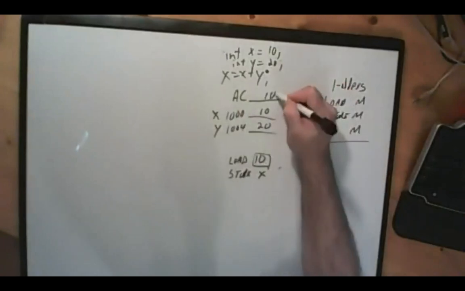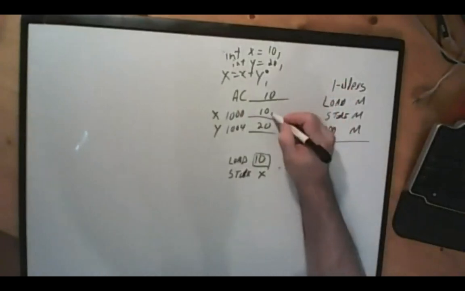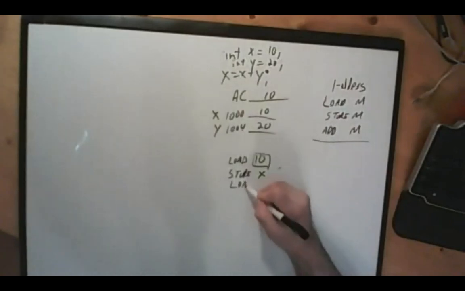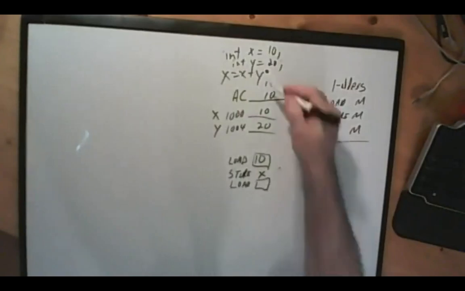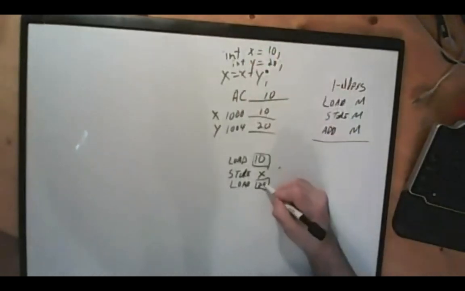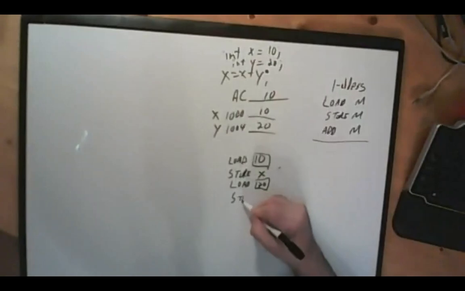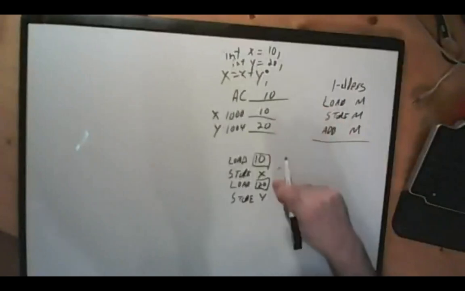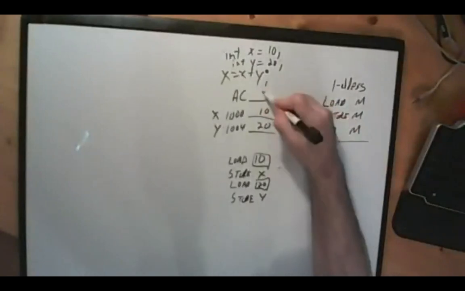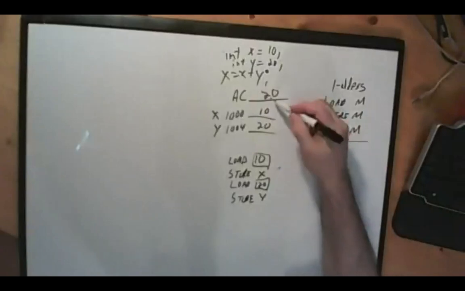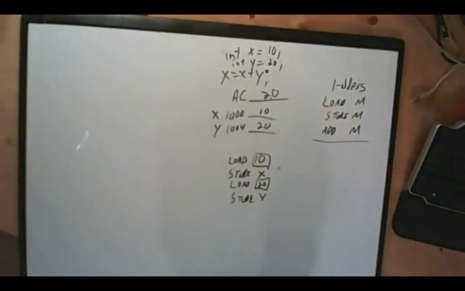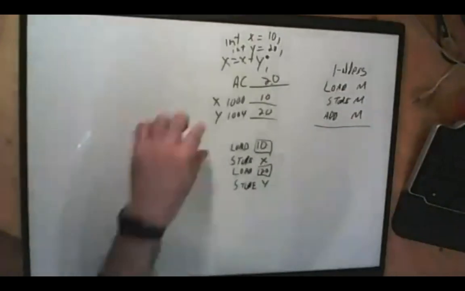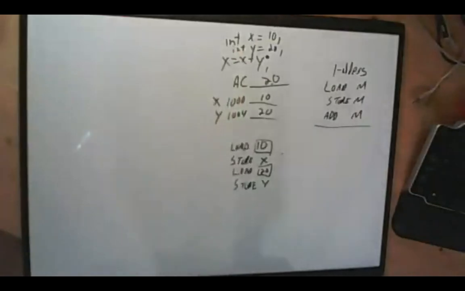So the 10 would go into the accumulator, and then the store would cause the accumulator to put it into X there. And then you can do the same thing to get Y initialized from this statement. Store that in Y. So the load would just load the immediate value 20, and store would push it out then to memory, and that would get your memory initialized, and then you could go ahead and do your add, right?